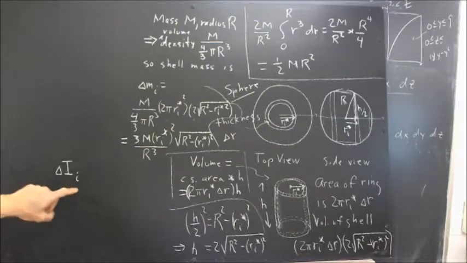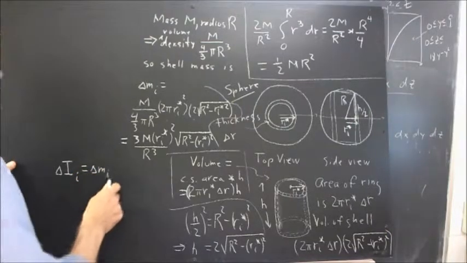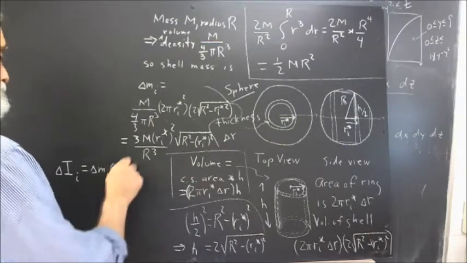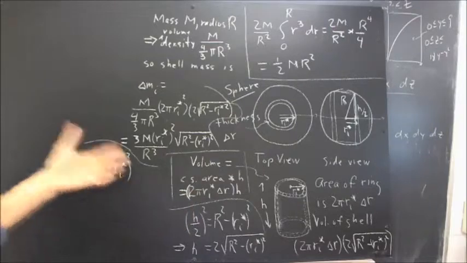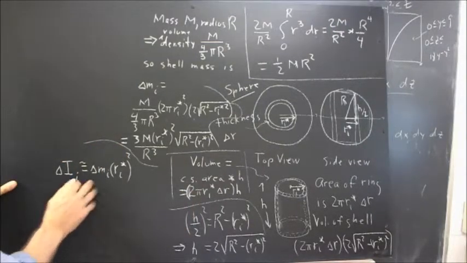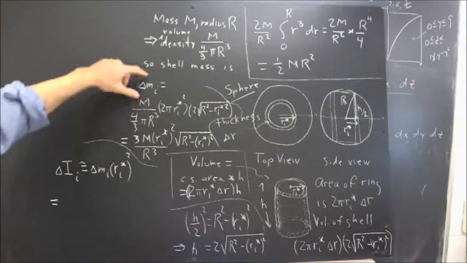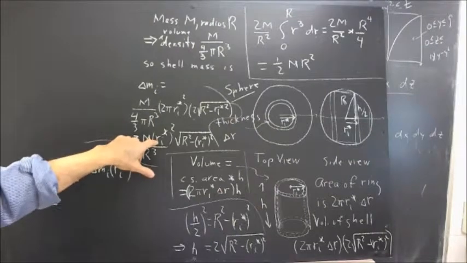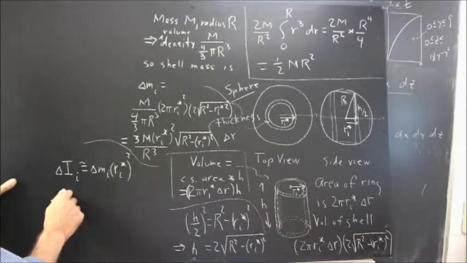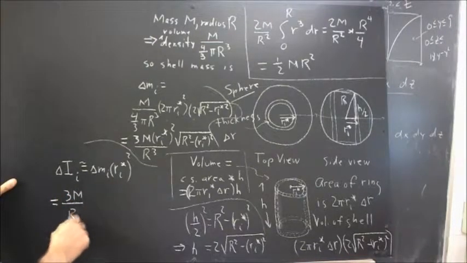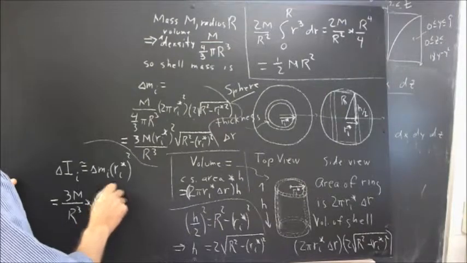So the contribution of the mass in the ith interval to the moment of inertia is going to be delta m sub I times r sub I star squared. That's an approximation, but as we take the limit, the delta r's are going to shrink to 0 and the r sub i's are just going to become r's. We multiply the expression for delta m sub I by r sub I star squared, and factoring out the constants, we're going to have 3 big M over big R cubed multiplied by r I star to the 4th.